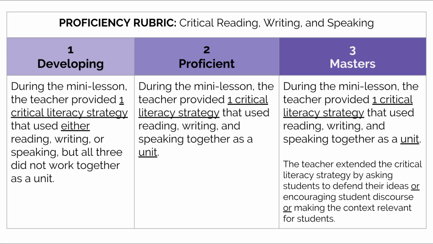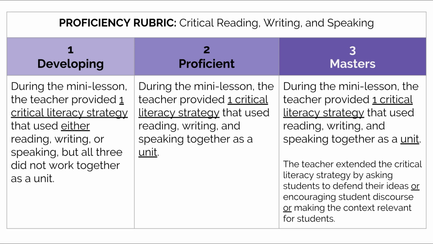Now that you've seen some examples of critical literacy, let's review the proficiency rubric one more time. During the demonstration lab, you'll present a 10-minute mini lesson in which you model critical reading, writing, and speaking. You'll receive feedback based on the proficiency rubric you see on the screen. To earn credit for this course, participants must score at the proficient or master's level.